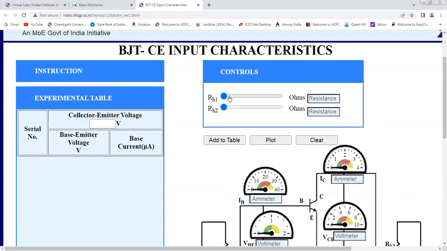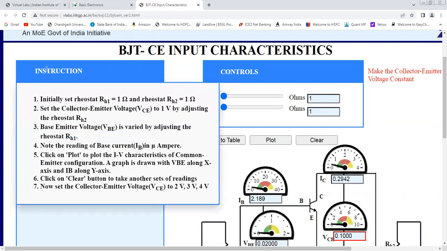And the two controls you can say rheostat 1, RH1 and RH2. You can vary like this, and for different values of these rheostats. Okay, so first we can just see the first step in the instruction table, which is that initially we are going to set both rheostat 1, RH1, equal to 1 ohm, and RH2 equal to 1 ohm.